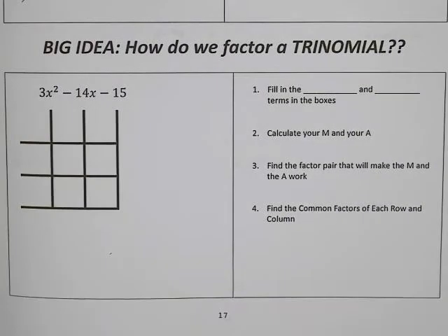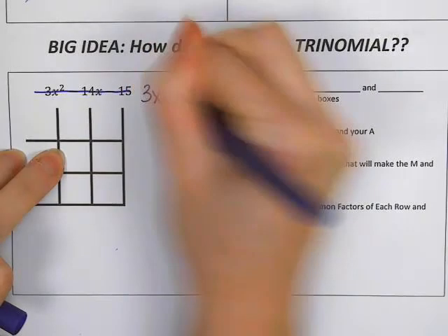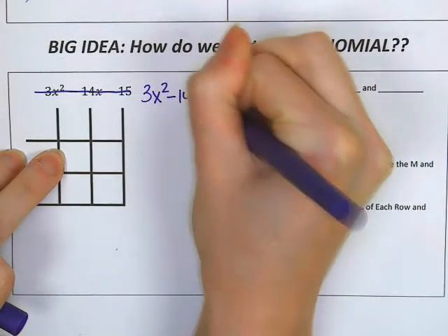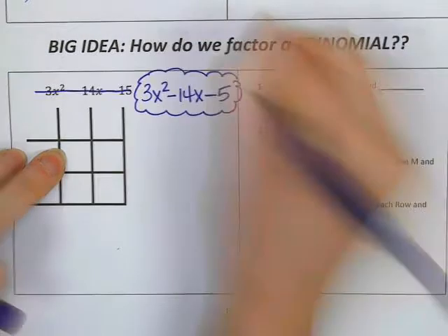Now there's a big typo. Can you guys fix this problem here? It should be 3x squared minus 14x minus 5, not 15. So please fix that right away.